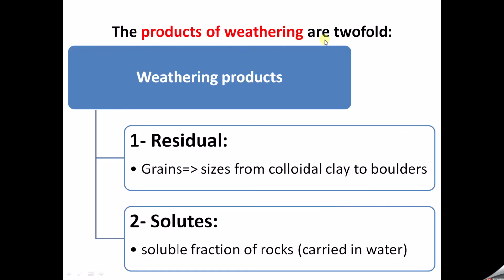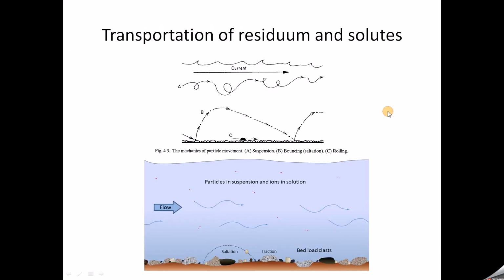Now the products of weathering, which are very important, are twofold: residual particles and solutes in solution. Particles mean the grains, and they range in size from clay size up to boulder size. And the soluble fraction of rocks carried in water could be sodium, potassium, calcium, magnesium. All of these will be carried in solution.